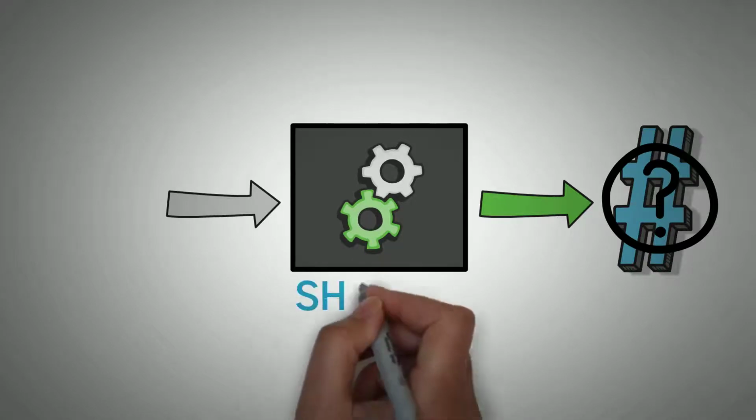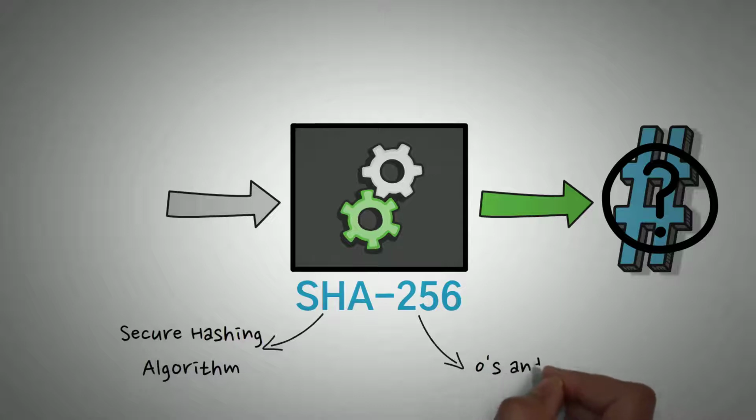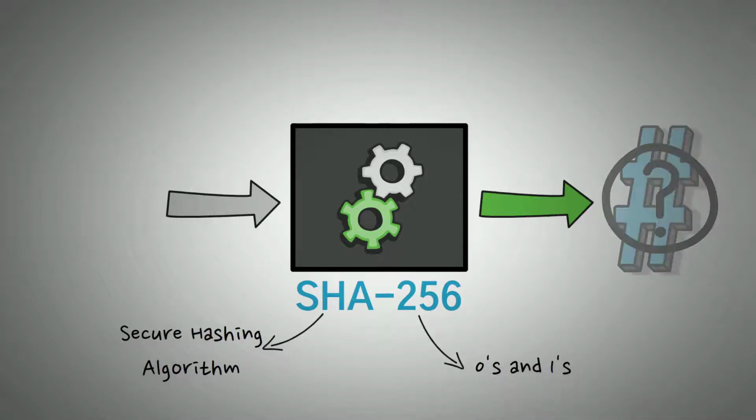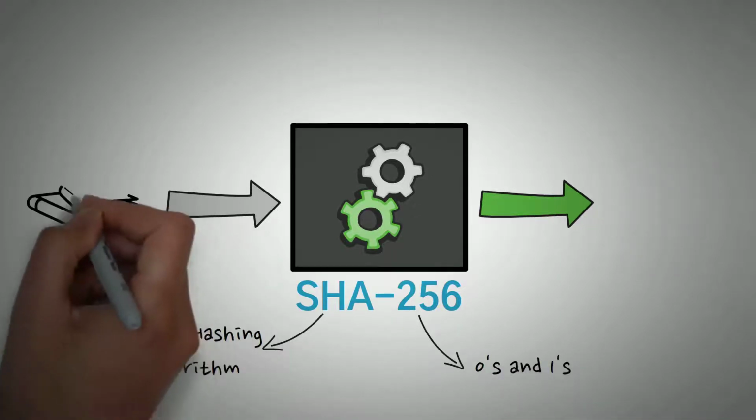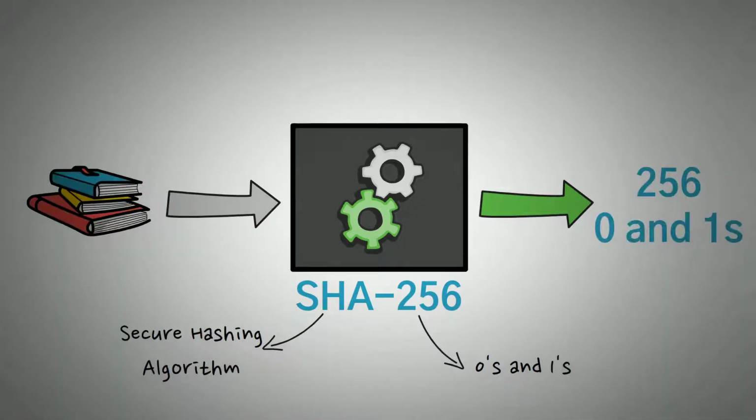In this case, Bitcoin uses the SHA-256 hashing function. Now there's many different types of functions, but SHA stands for Secure Hashing Algorithm, and 256 refers to the amount of zeros and ones that it has in whatever it outputs. So whether you put in your name or you put in the entire dictionary, what it poops out will always be 256 ones and zeros.